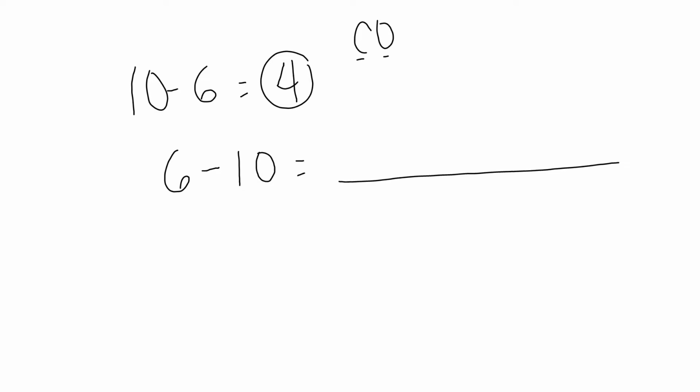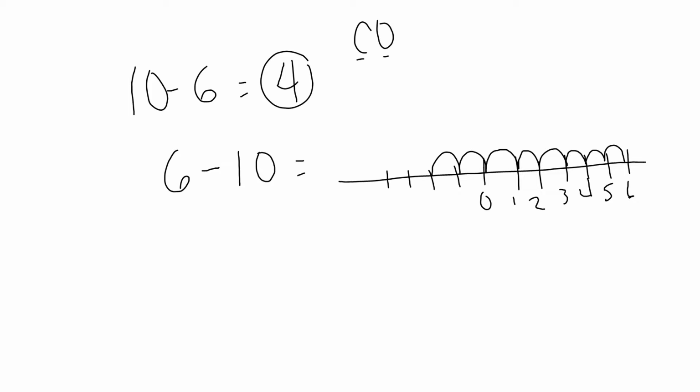So if we start at the number 6, so we have 1, 2, 3, 4, 5, 6, and then we subtract 10, we'd go 1, 2, 3, 4, 5, 6, now we're at 0, 7, 8, 9, 10, and this ends up being negative 4. So negative 4 and 4 are not the same value.